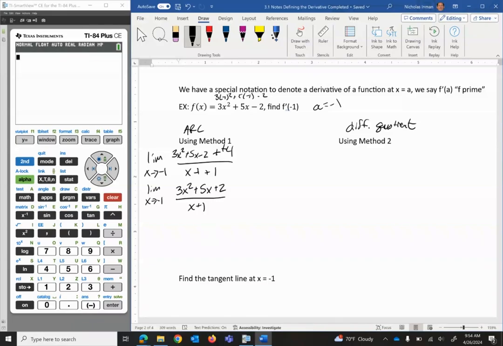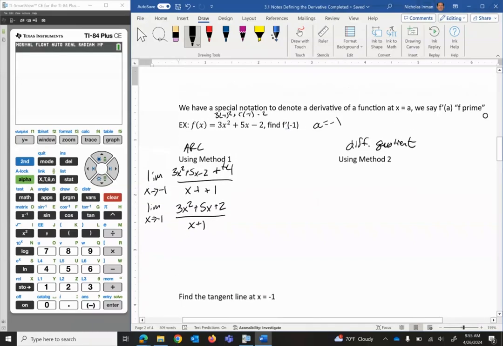3 times 2, that's 6. So what multiplies together to get 6, adds together to get 5? 2 and 3, that's convenient. So my factoring method, I'm going to put this up here. I would say 3x squared plus 2x plus 3x plus 2. I break my 5 into 2 and 3. So that's x on the outside, 3x plus 2.